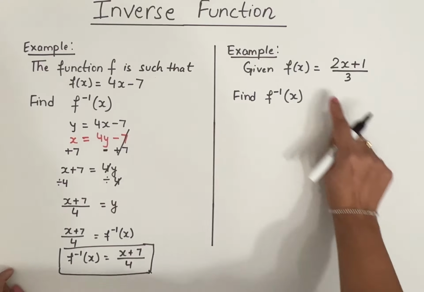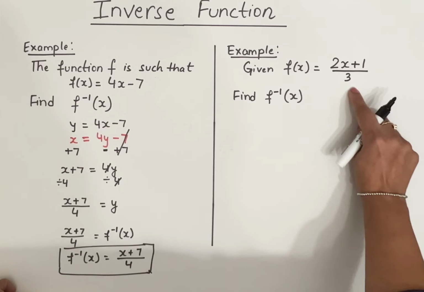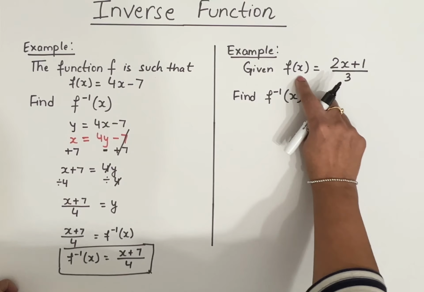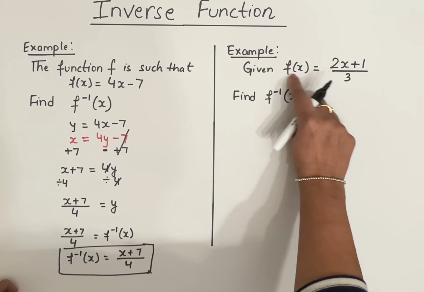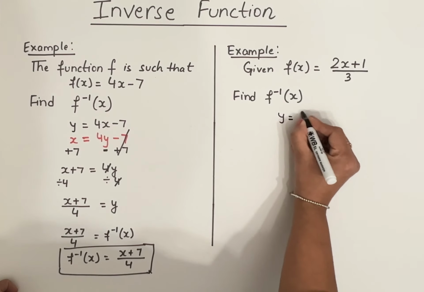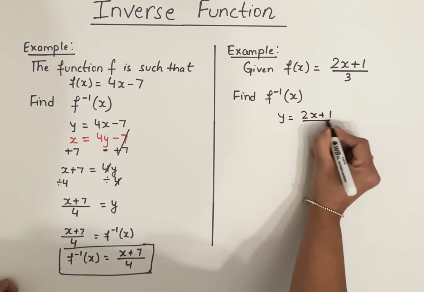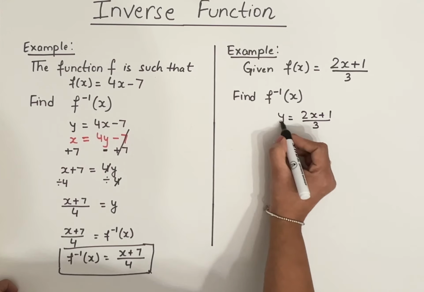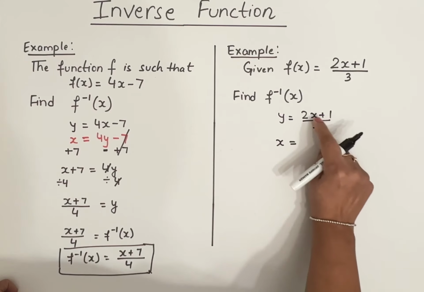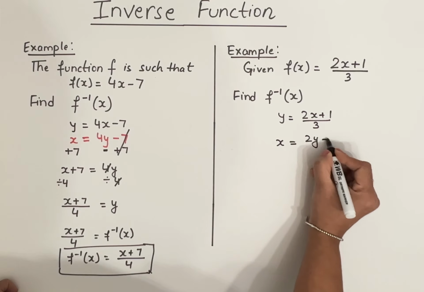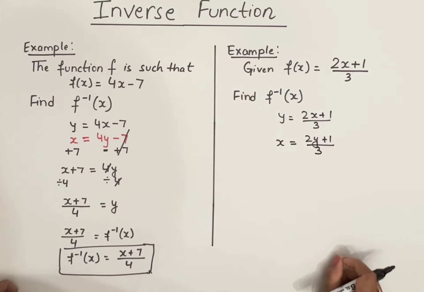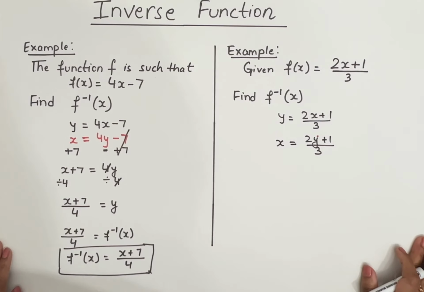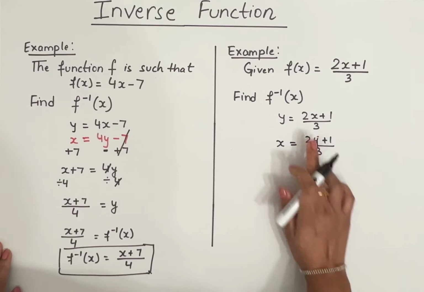Let's have a look at another question. Given f(x) equals (2x plus 1) over 3, find the inverse function of x. So we're going to start by writing this function in terms of y. So y equals (2x plus 1) over 3. Step 2, we're going to swap x and y around. So where the y is, let's put x, and where the x is, let's put y. Then we need to make y the subject. So we need y by itself. To do that, we're going to do the opposite. Get rid of everything else around it.